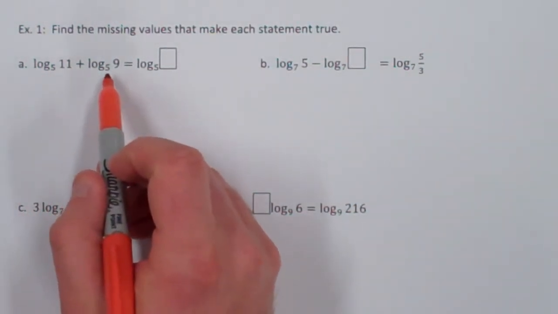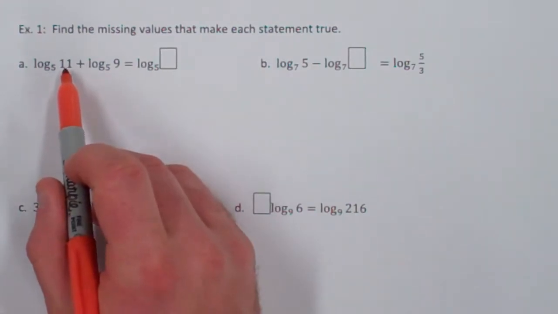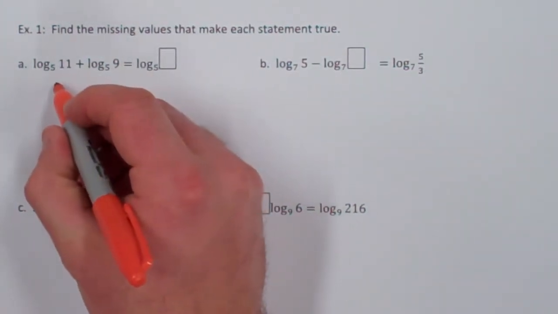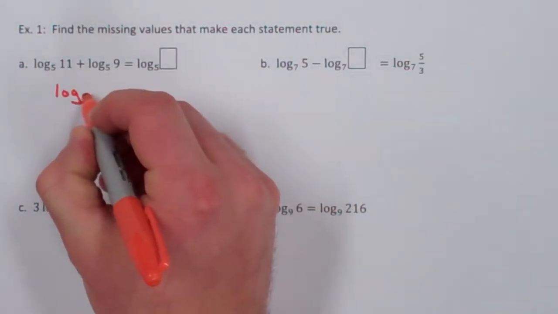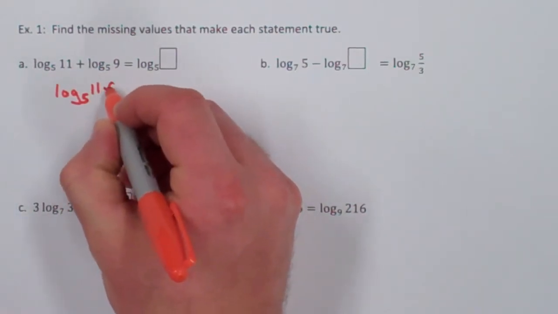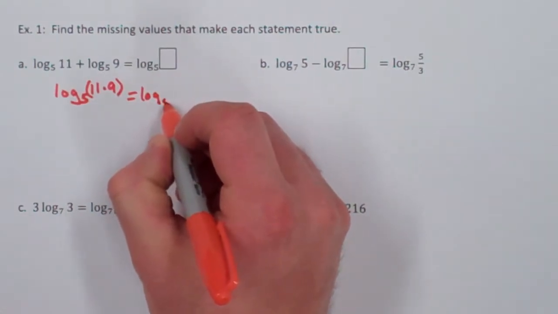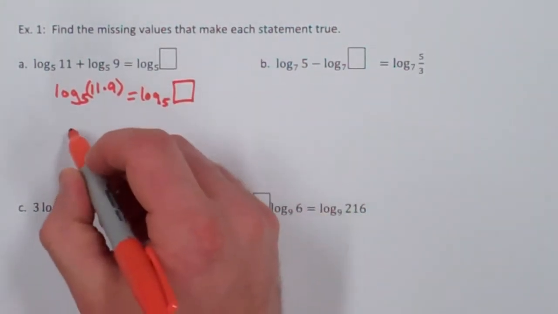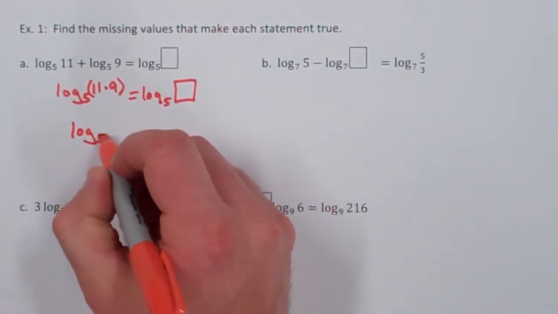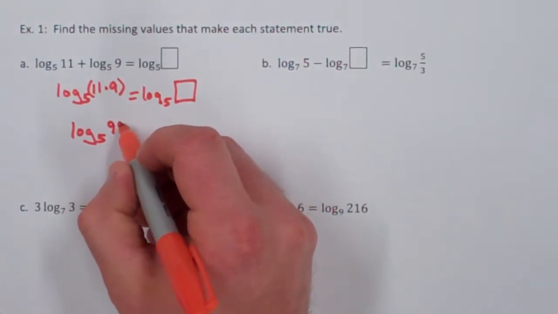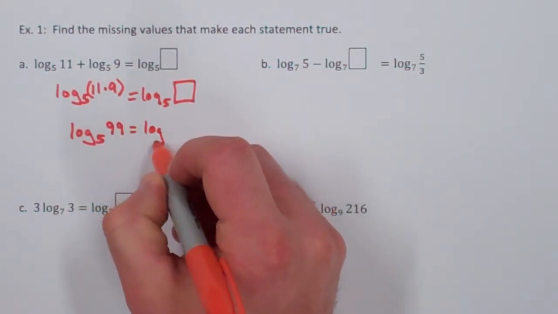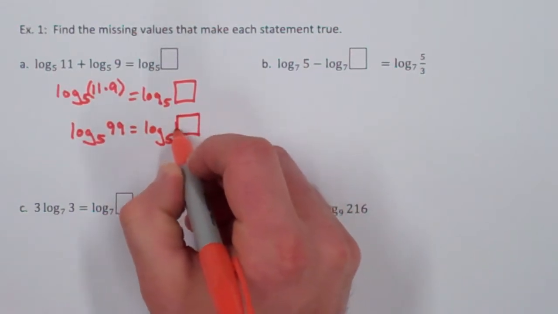So we have the same base, we're adding these logs. What we want to do is multiply the 11 and the 9. So this is log base 5 of 11 times 9 is equal to log base 5 of some value. If we do the multiplication, 11 times 9 is 99, and that's equal to log base 5 of some value.